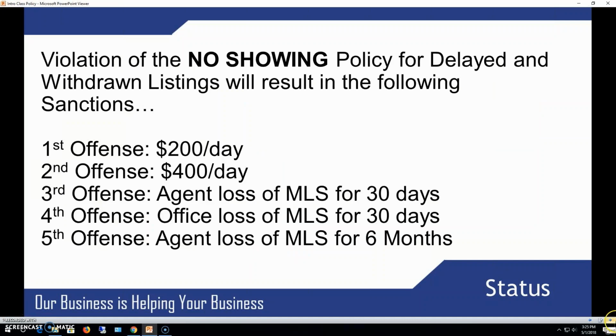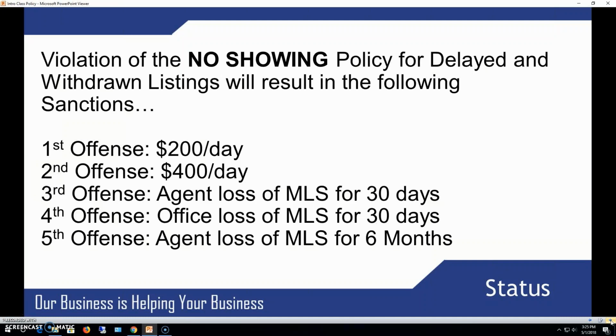Violation of the no showing policy will result in a sanction of $200 per day for the first time offense. So if the agent is found to have shown the property while the listing was in delayed status on day 10, the total sanction for that violation would be $2,000. If an agent violates the policy a second time in a 2-year period, the fine doubles to $400 a day, which would result in a sanction of $4,000 in this example.